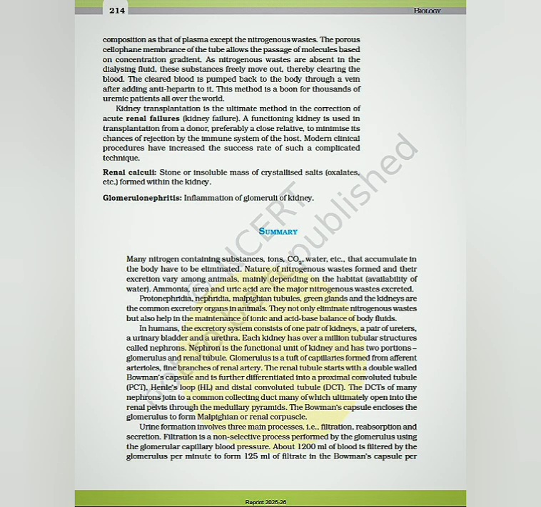Kidney transplantation is the ultimate method in the correction of acute renal failure, kidney failure. A functioning kidney is used in transplantation from a donor, preferably a close relative, to minimize the chances of rejection by the immune system of the host. Modern clinical procedures have increased the success rate of such complicated techniques.